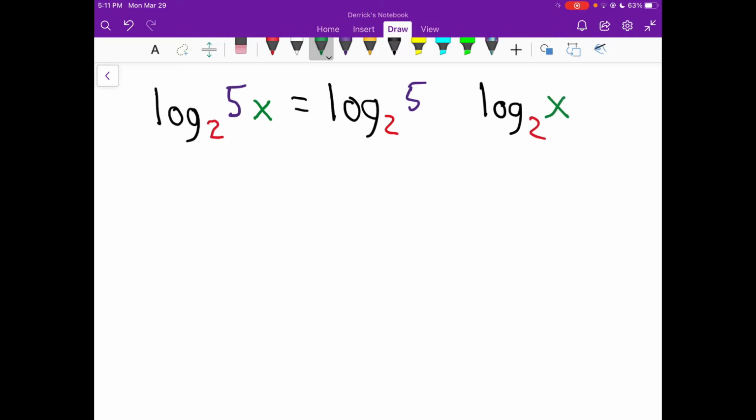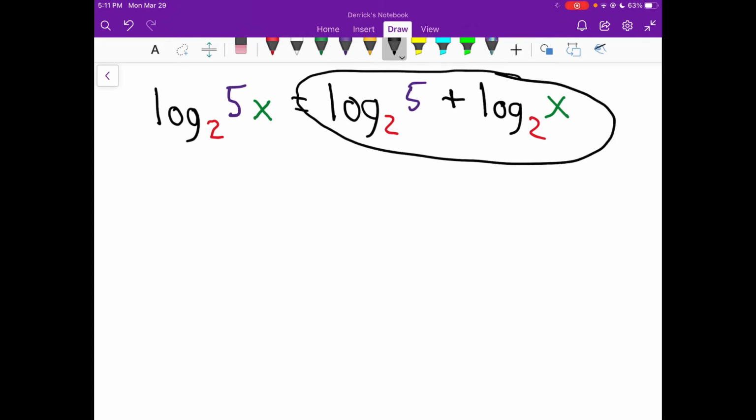And then all I need to do is make sure that my signs match up, and like the law said, if it's multiplication, then when we expand it, that should change to addition. And so that right there would simply be our expanded version of this logarithm.